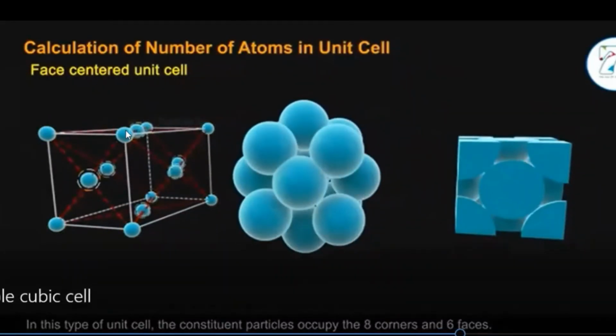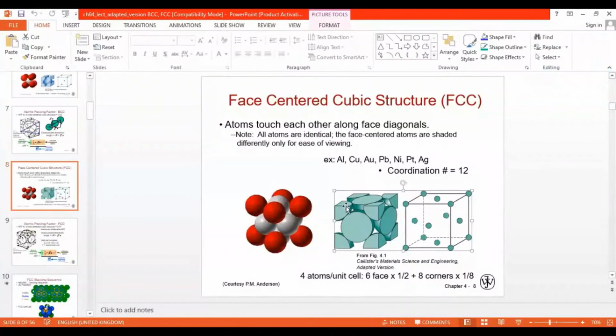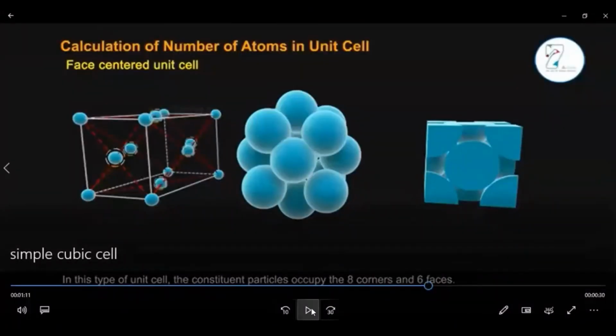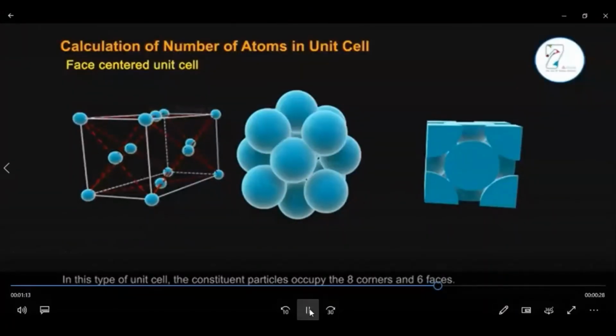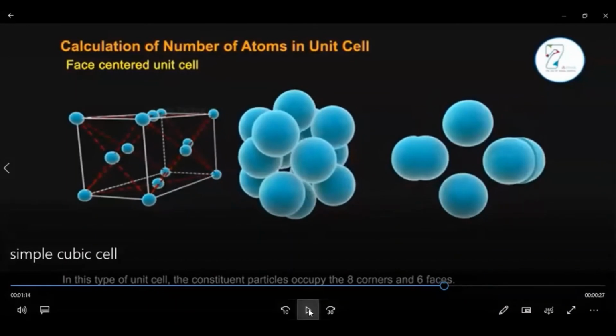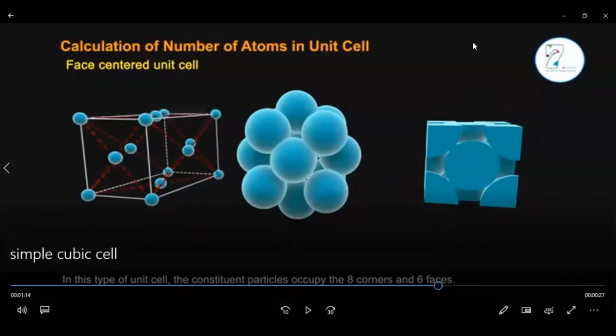When you cut them along the face of the cube, it will form something like this. If it is as a bundle, this will look like this. And when you put the cube and cut it accordingly, this is how it will look. So now we need to see how many atoms are there in total.